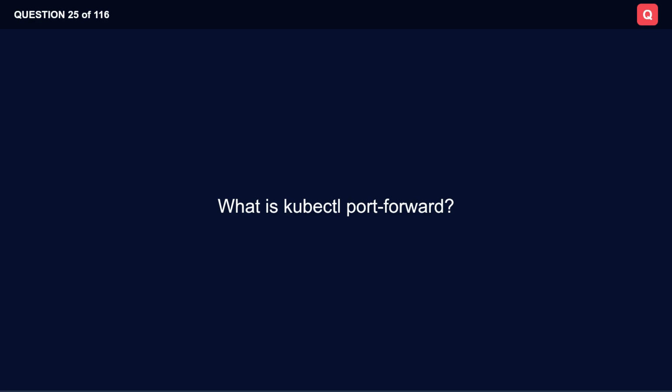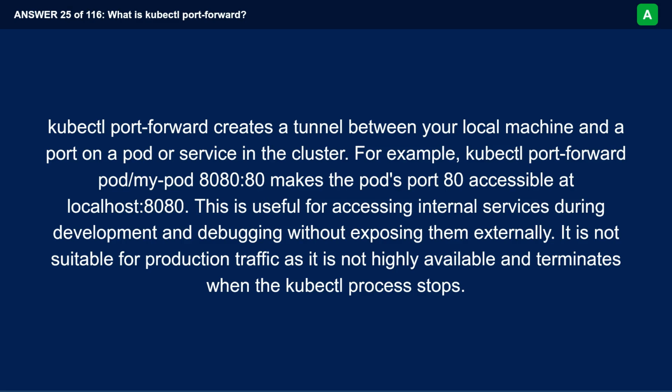What is kubectl port-forward? kubectl port-forward creates a tunnel between your local machine and a port on a pod or service in the cluster. For example, kubectl port-forward pod/mypod 8080:80 makes the pod's port 80 accessible at localhost 8080. This is useful for accessing internal services during development and debugging without exposing them externally. It is not suitable for production traffic as it is not highly available and terminates when the kubectl process stops.